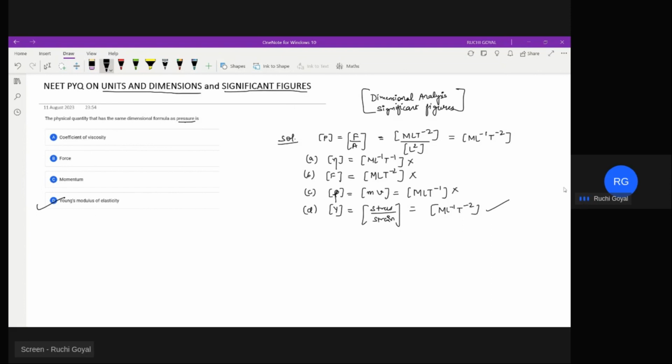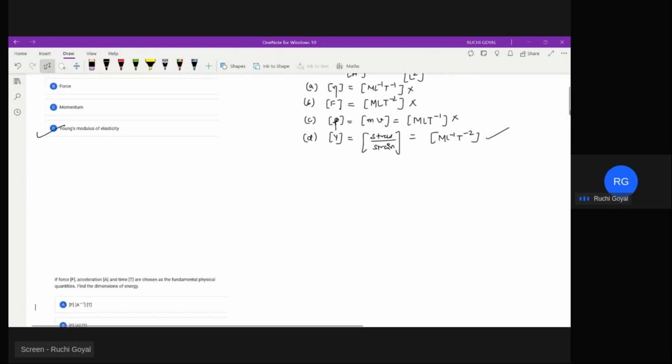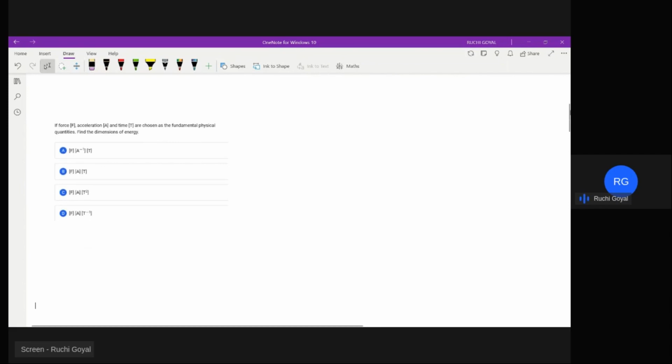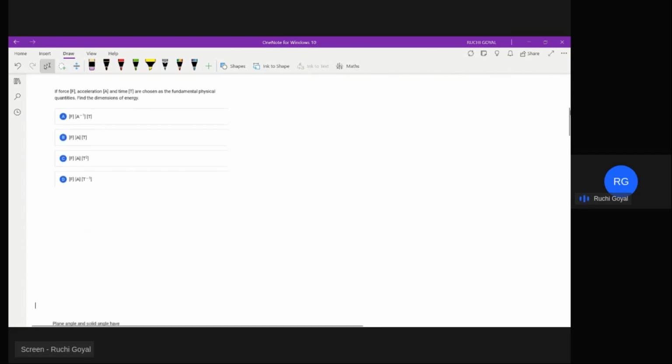Right? Let us move to the next question. This is very easy because this topic is not so difficult to understand, right? If we know how to find the dimensions of some quantities, we can write the dimensions of other quantities. So in this way we can solve.